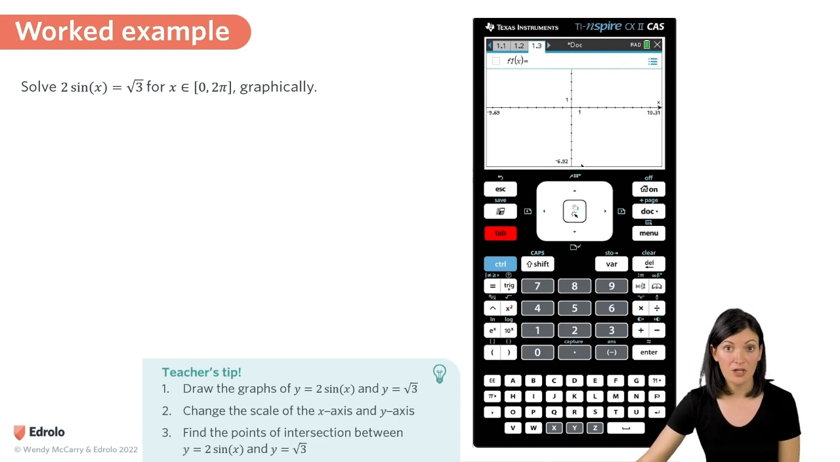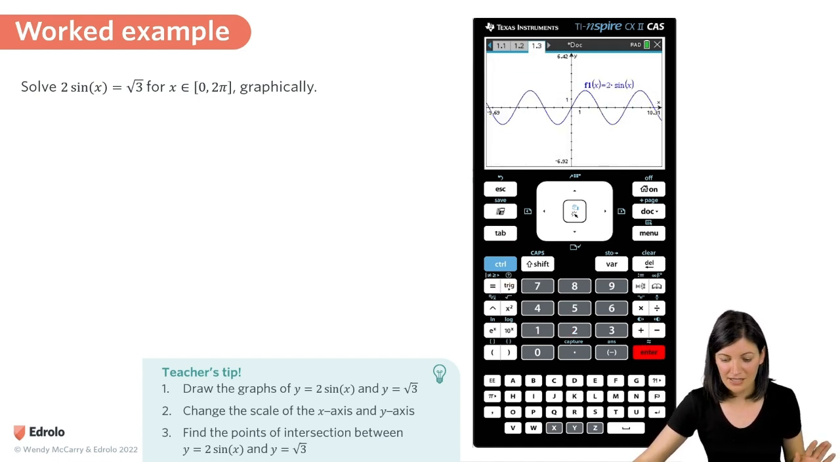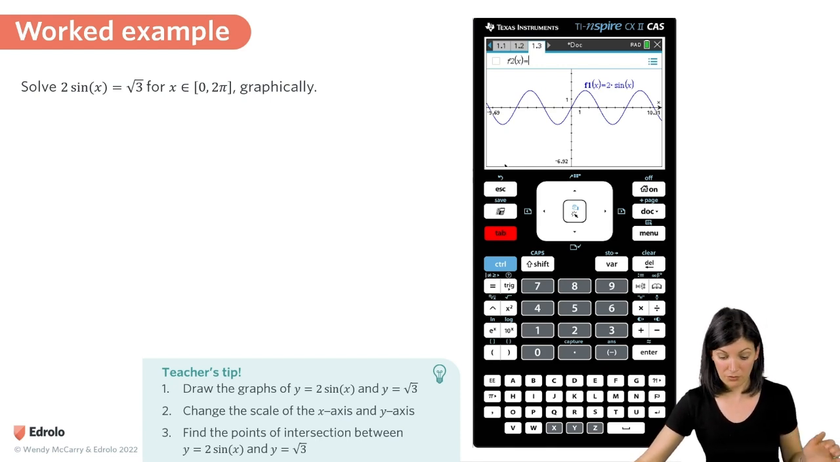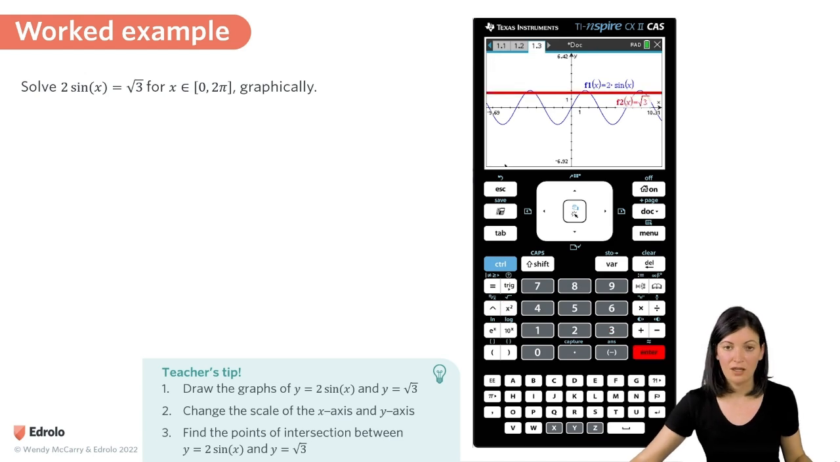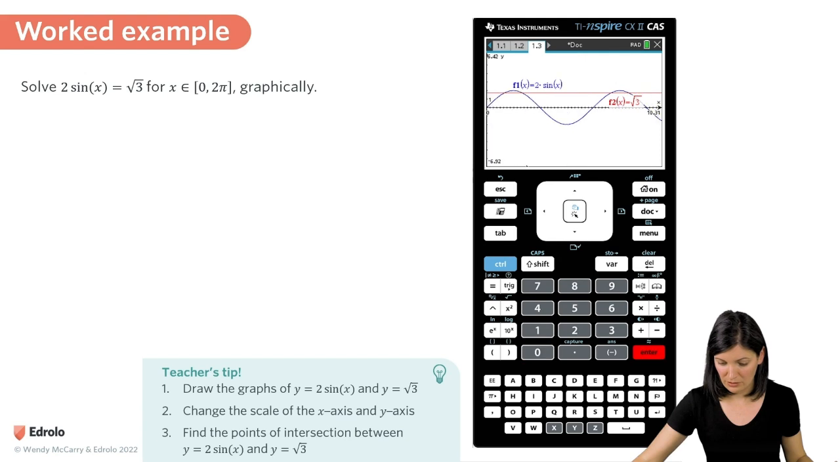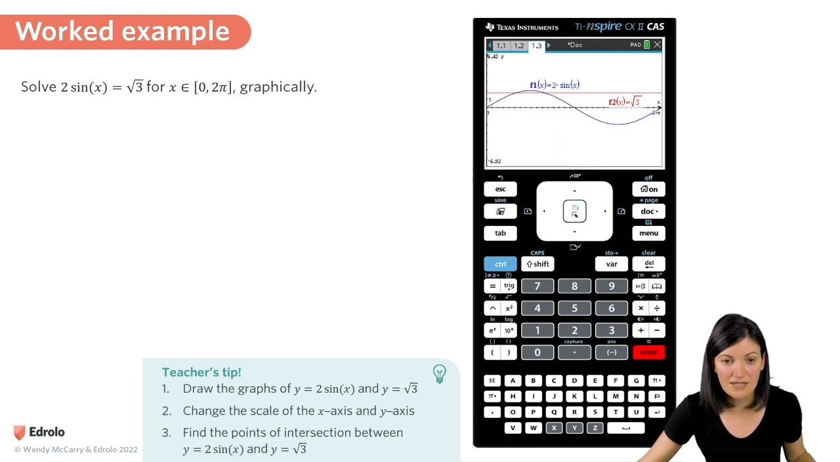Okay, so we're first going to put in the left-hand side of that equation, which was 2 sine x. Okay, and then we're going to put in the second equation. So we use the tab button to get a second graph. So that was the square root of 3. Okay, and now I'm going to change my domain. So I wanted it to go just from 0. So I'll change that to 0. And I want it to go up to 2 pi. So 2 pi. Okay, and now I can see here that I've just got two solutions there.